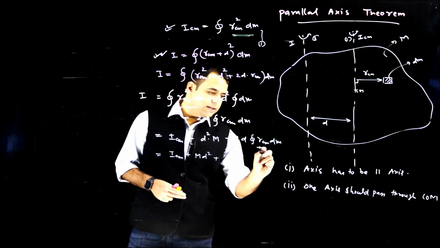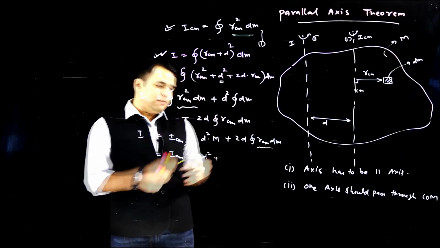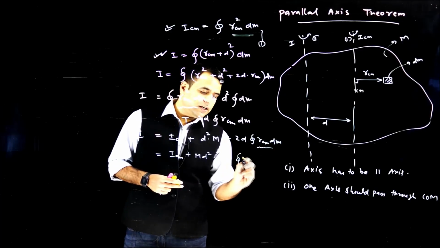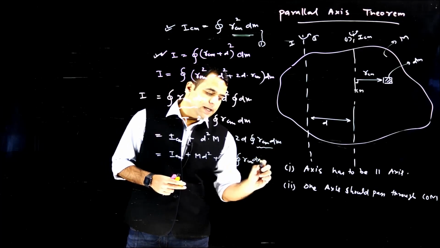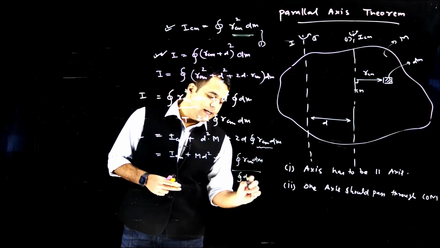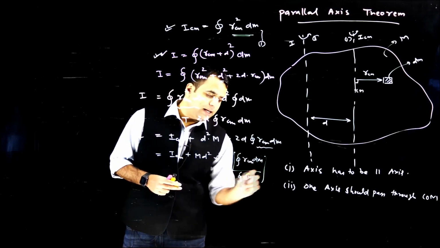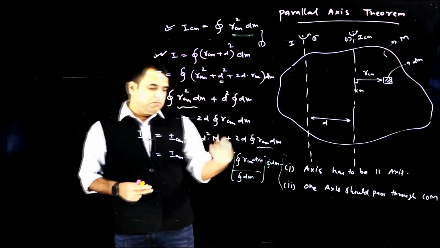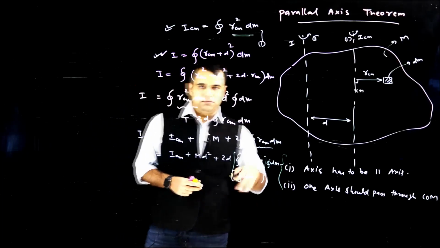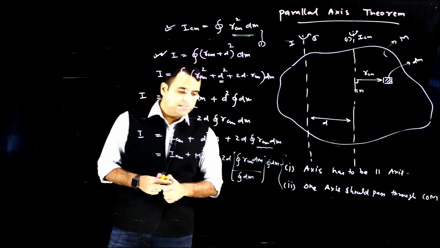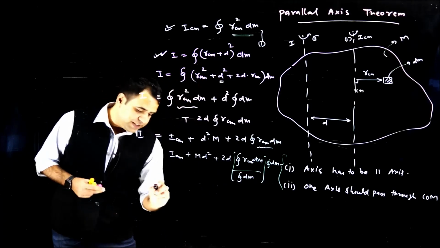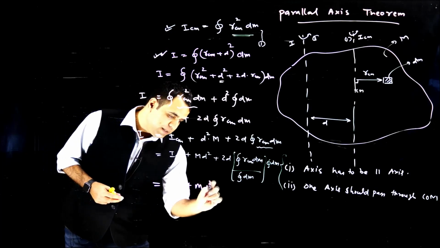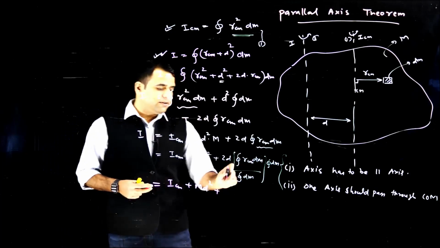plus, now you see this thing. So I'm going to do something here. I'll be writing 2d integration of R_CM dm, and I'll be dividing it by integration dm, and multiplying it by integration dm. So I have divided and multiplied by the same quantity, so there is no change we have done. So if you see here, it is I_CM plus M d squared plus, now you see this quantity.